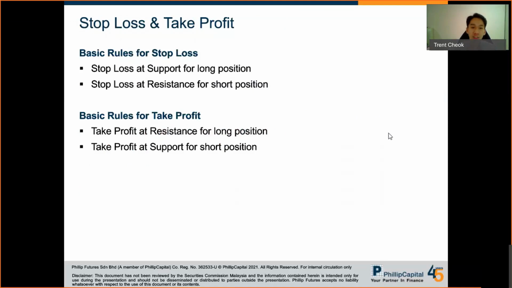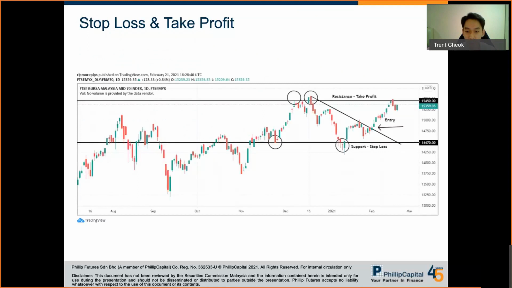Okay, next will be the stop loss and take profit. For stop loss and take profit, the basic rule is that when the price breaks below your support or breaks above your resistance, you just chop off your position. Go for stop loss. And take profit is just the inverse. You take profit at resistance and take profit at support. It might sound a bit confusing here, but I'll put it in a chart for you to see.